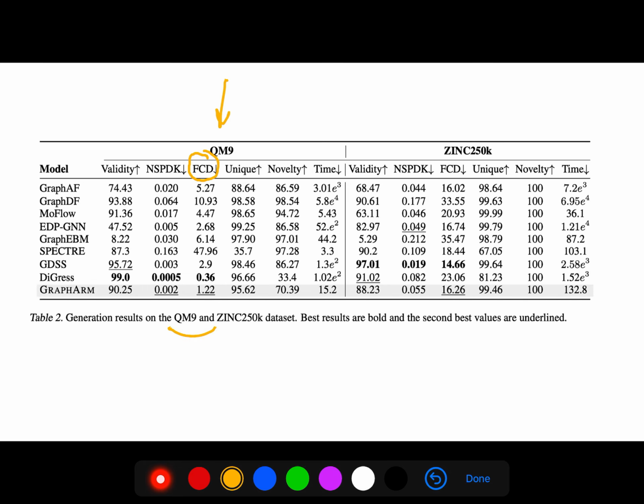So for QM9, they compared DiGress with GraphARM. And you see sometimes DiGress has a better validity. For example, the validity of DiGress is 99, but GraphARM has less validity. Do you know why? Because it's autoregressive, and at each time, if you make any mistake, then you cannot turn the mask into something else. So there is no update and replace.